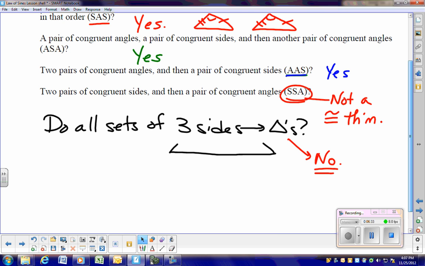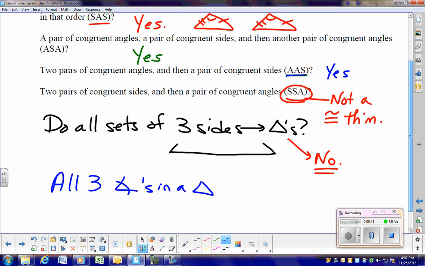And then the other question I asked you is what has to be true of all three angles? The three angles together have to add up to something. What do they have to add up to? 180 degrees, that's right. So all three angles in a triangle have to together combine to equal 180 degrees.